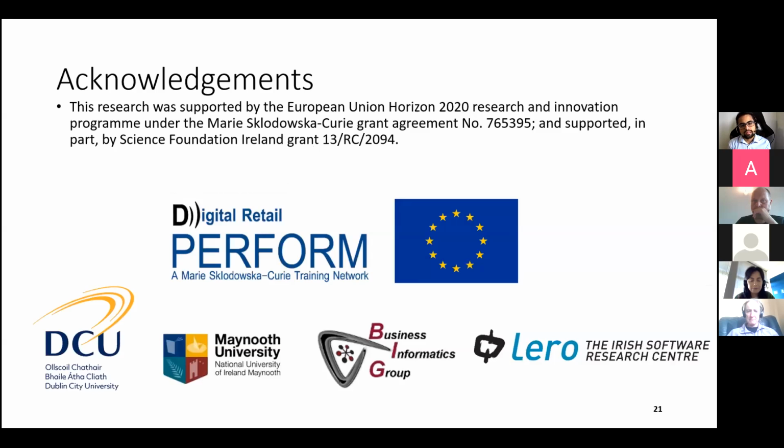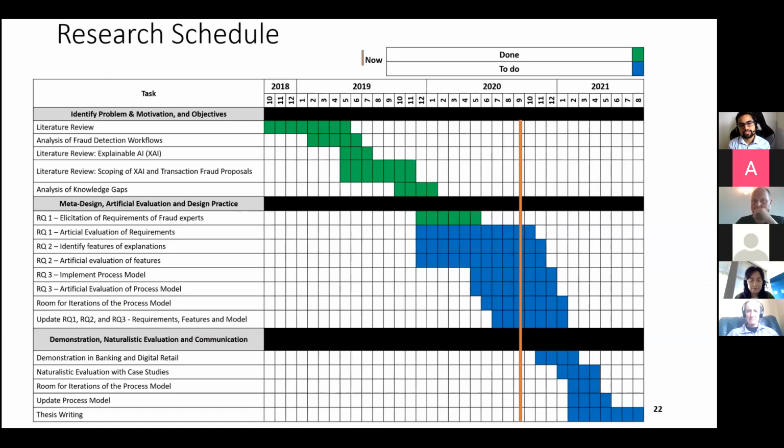I would like to acknowledge the funding bodies for my research as well as research centers involved. I also wanted to highlight my research schedule to achieve the goals of my project, which covers all the activities with my research methodology. And as I said, currently I'm working on the design of my artificial evaluation process and for my iterations with the practitioners.